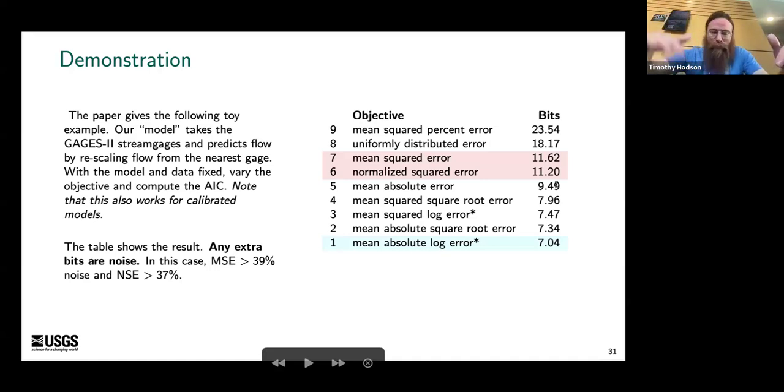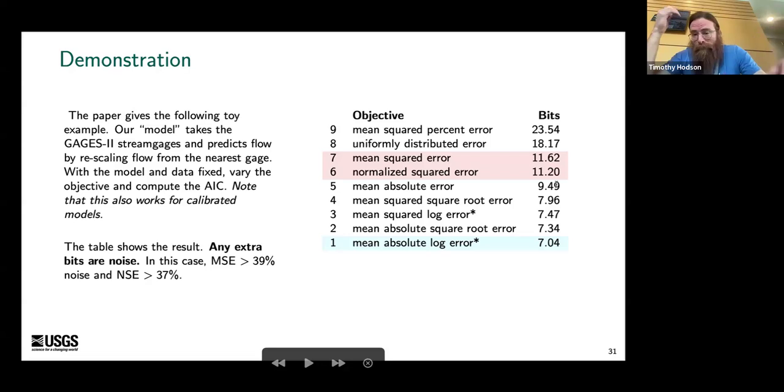And you can do a couple things. You can compute a K-S these, which I do in the paper. Here, I'll just leave it as bits. Again, this is a relative, not necessarily an absolute measure, and what's informative here are the differences in bits. In this case, the best performing objective among these toy objectives was the mean absolute log error with 7 bits.